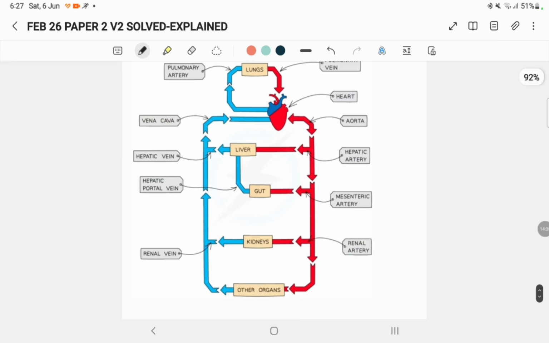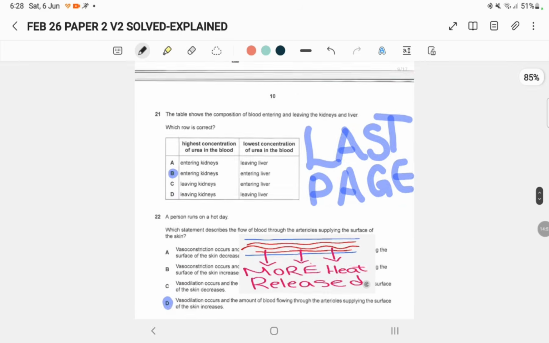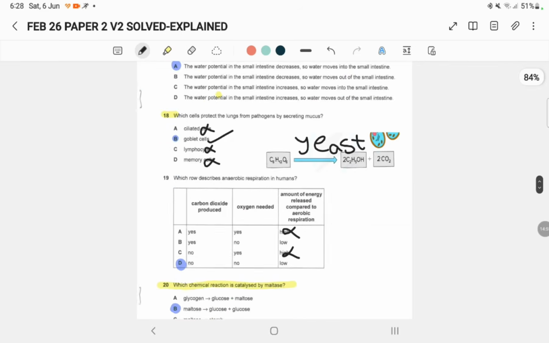The liver, the high concentration of urea will be what? It will be entering what? Entering the kidneys. The high concentration of urea will be entering the kidneys via the renal artery. So basically, it is entering the kidneys via the renal artery to be excreted.